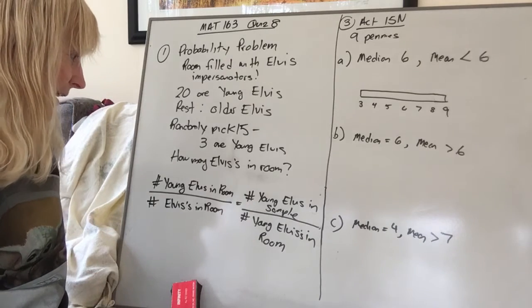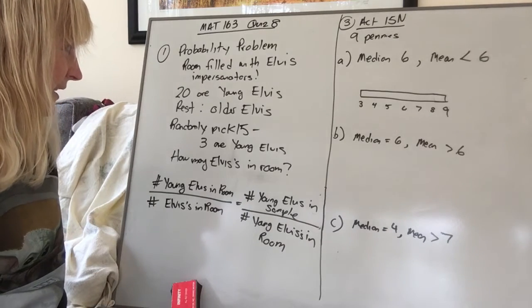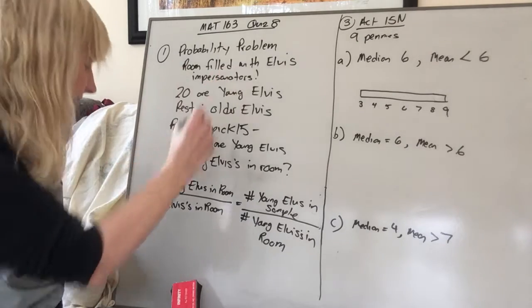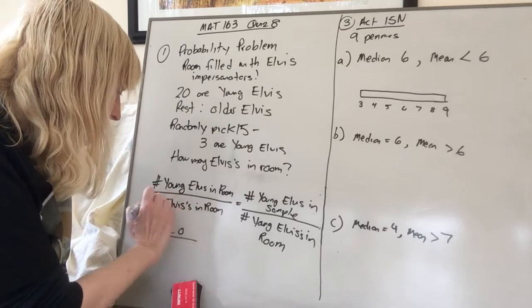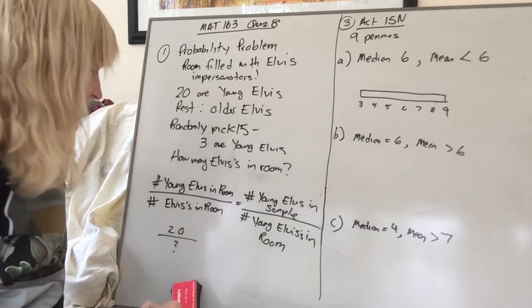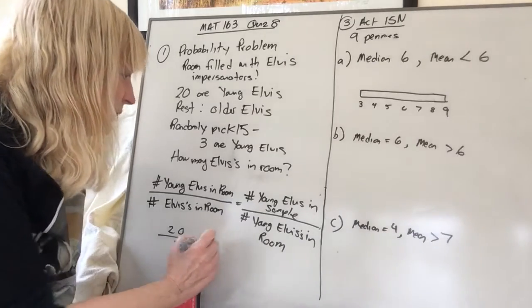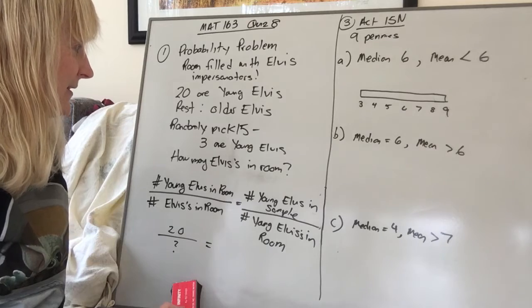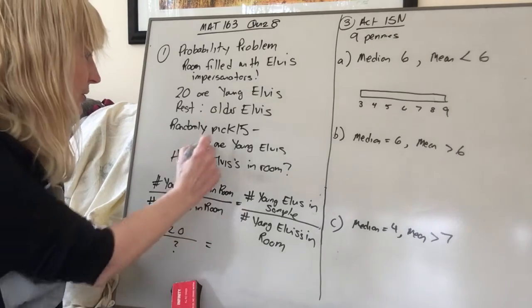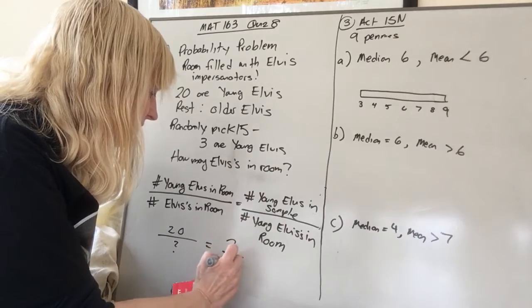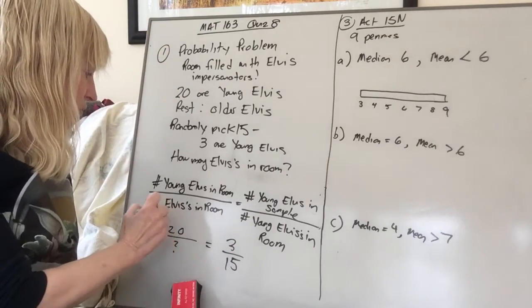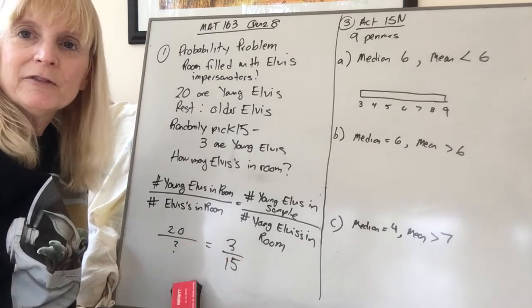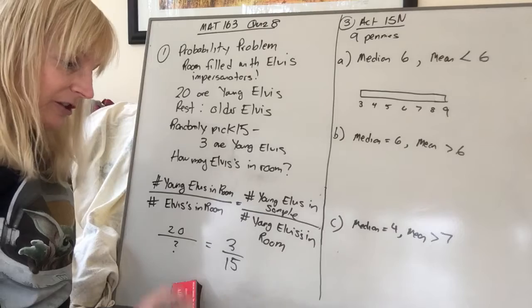So let's see. I think we can do this. How many young Elvises are in the room? They gave us that. They gave us 20 over this is what we don't know, right? We don't know how many Elvises are in the room. And that's equal to the number of young Elvises in the sample. Let's see, how many young Elvises were in the sample? There were 3 out of the 15 in the sample. So 20 to how many in the room is equal to 3 out of the sample of 15, right? So basically you just gotta cross multiply, guys.